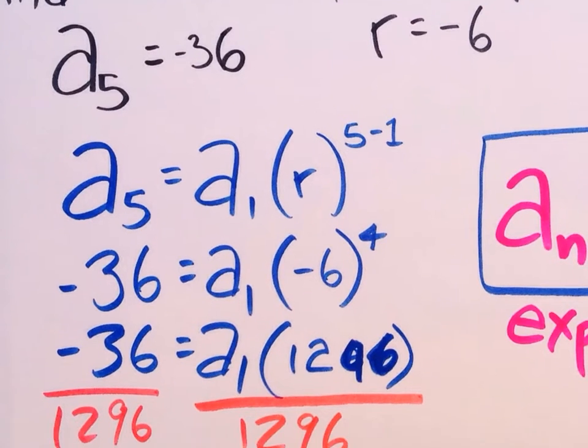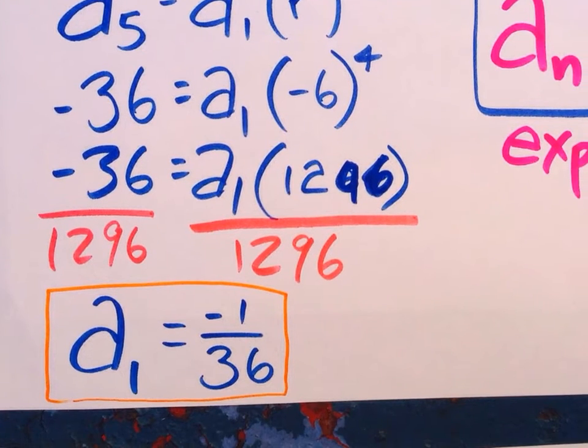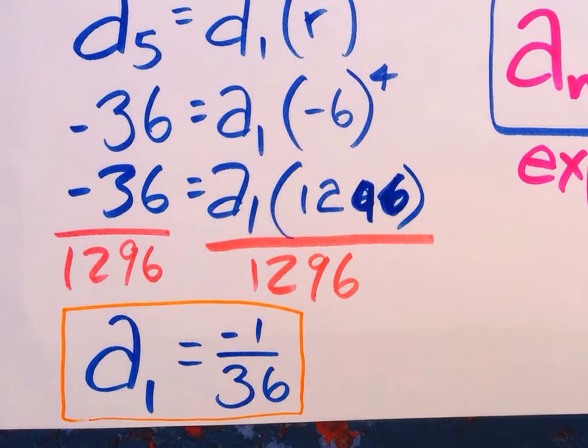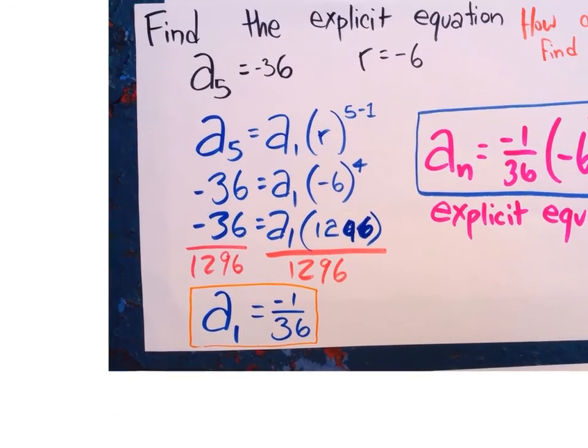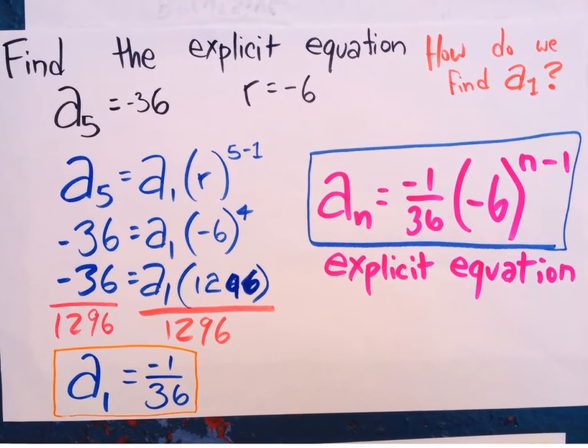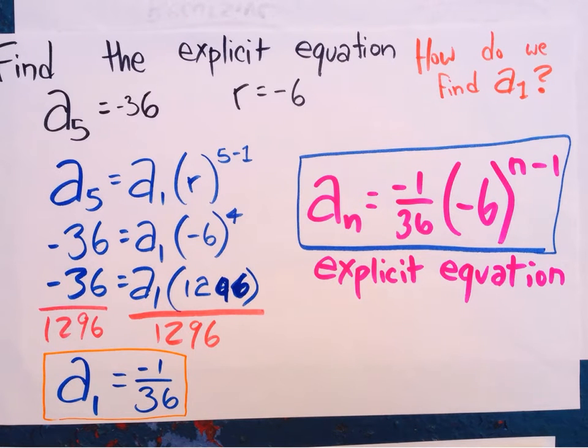And when we do a little multiplication, we know that -6 raised to the 4th power is 1,296. And 1,296 divided by itself cancels out. And so the first term, when we divide this on both sides, is now -1 over 36. We've got our first term. We can then apply that to the explicit equation formula. And this is our answer.